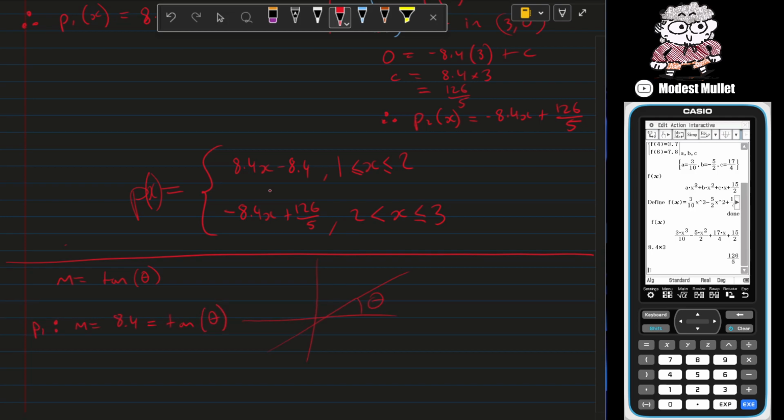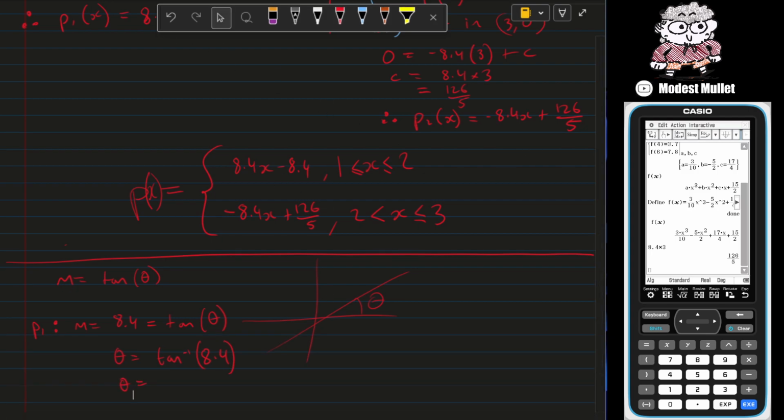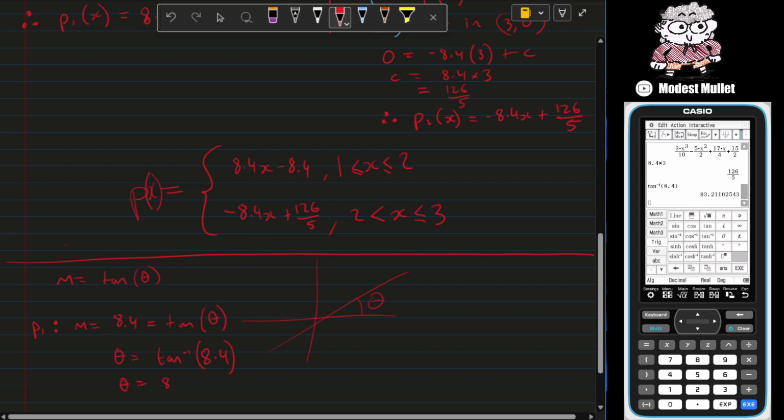theta. So theta will be equal to the inverse tan of 8.4, which will be equal to, and one thing with the calculator is be careful that you are in degrees mode. Where's our trig? We want inverse tan of 8.4 gives me, and let's go decimal mode as well. There we go, 83.21 degrees. Now, does that make sense?